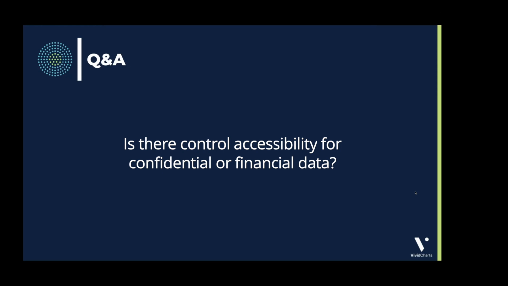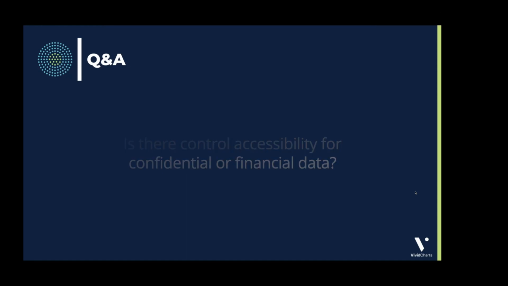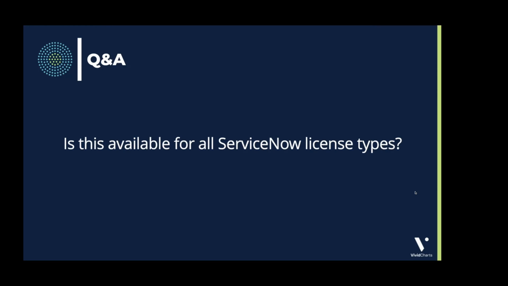So you do have that control to keep certain types of data confidential, which is controlled at the ACL level. We got another question in here. Is this available for all ServiceNow license types? Absolutely. So our customers have many different license types with ServiceNow and different functionality that they're using. We don't have any dependencies on the ServiceNow license type. So you don't need performance analytics to use VividCharts. Many of our customers have it and use it together, but there are no dependencies from a ServiceNow licensing standpoint when using VividCharts.